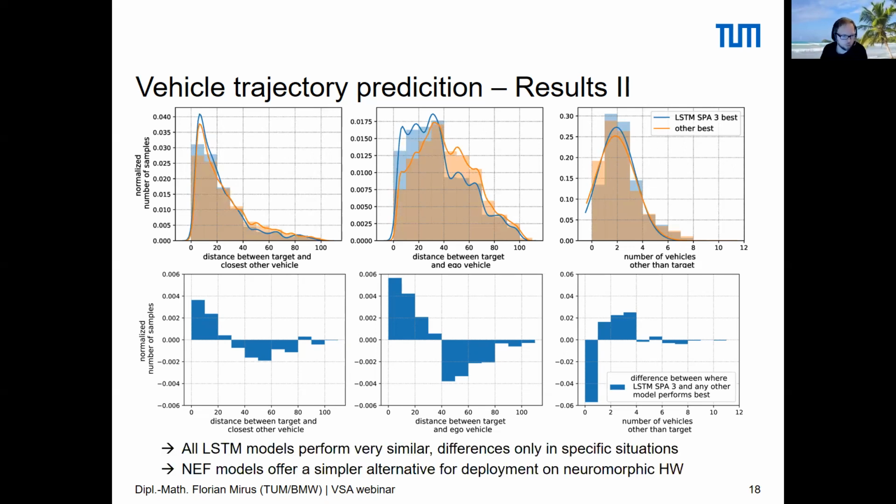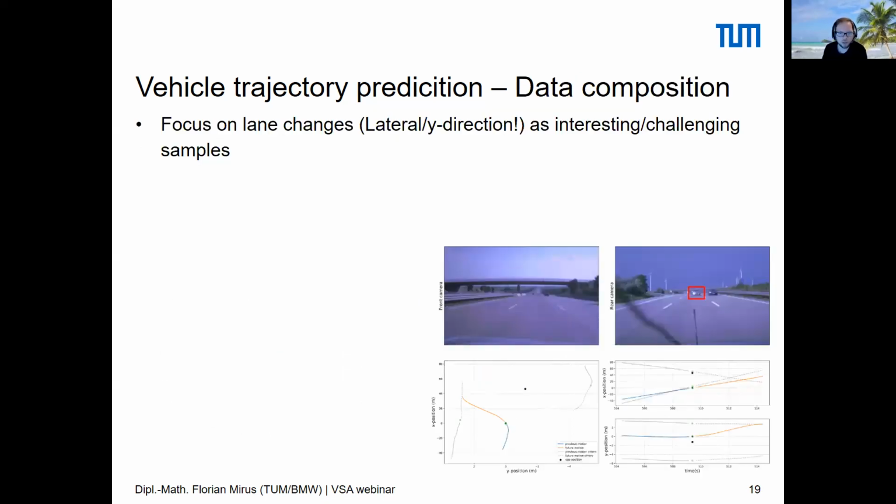So in summary, all models perform very similarly. Differences are only apparent or visible in specific situations, and the spiking models offer a simpler alternative for potential deployment on neuromorphic hardware. But to investigate this a little bit deeper, I wanted to focus on lane change samples as interesting samples.